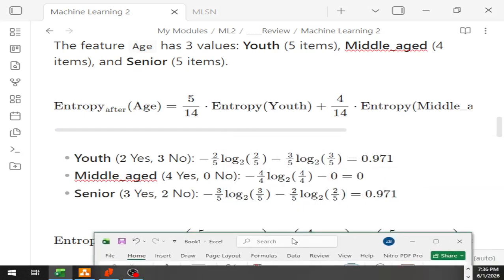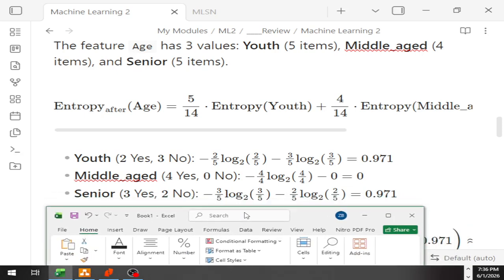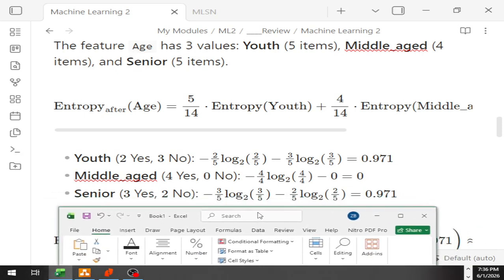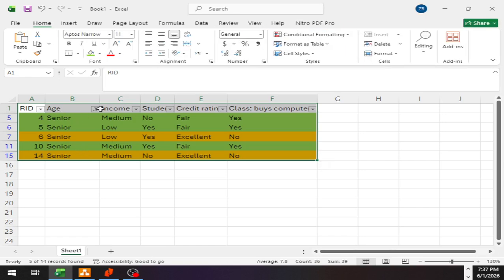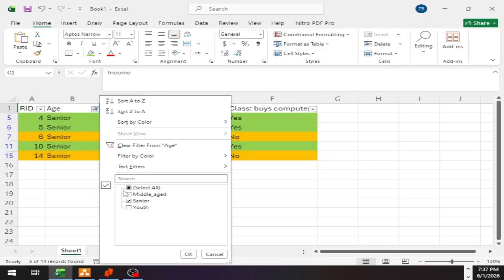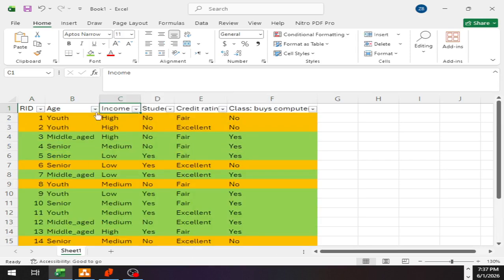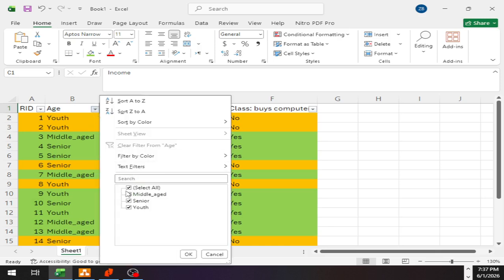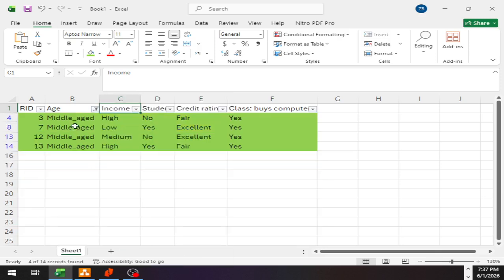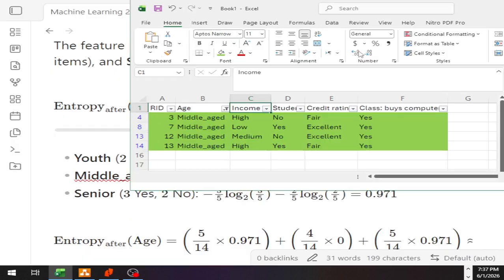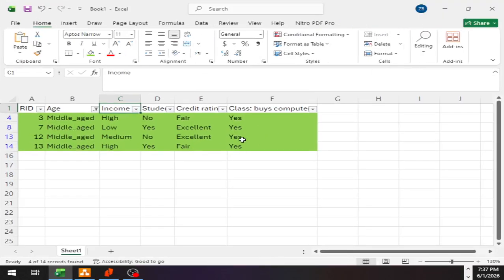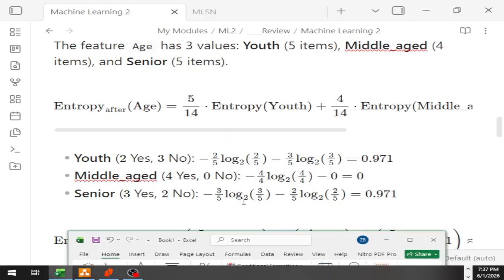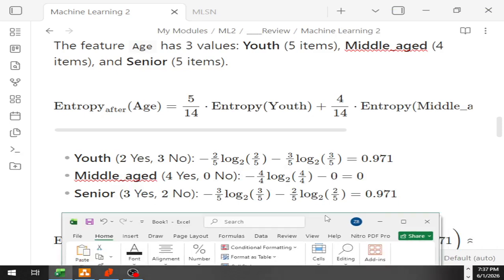We have 5, 4 and 5. When we pick the age middle-aged, we have 4. As you can see, it's 4. All of them are yes. It's 4 over 4, 0 are no. This is why we put our 0.